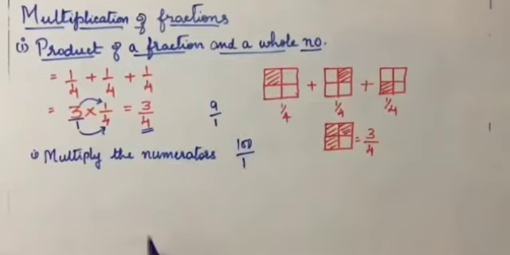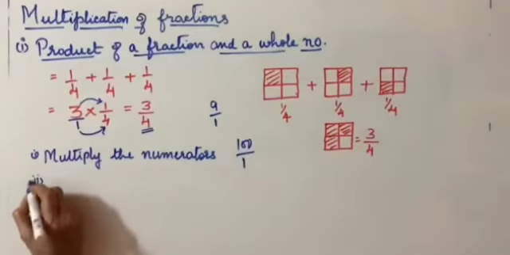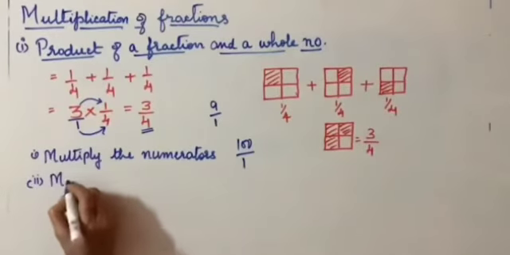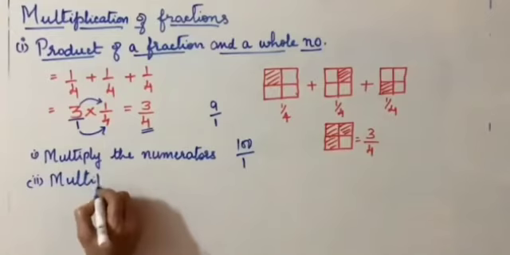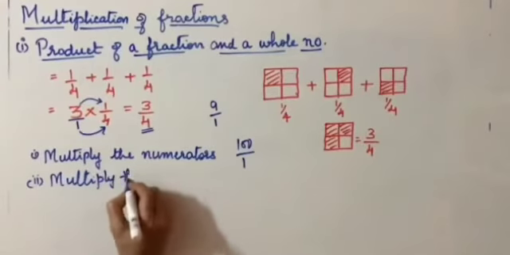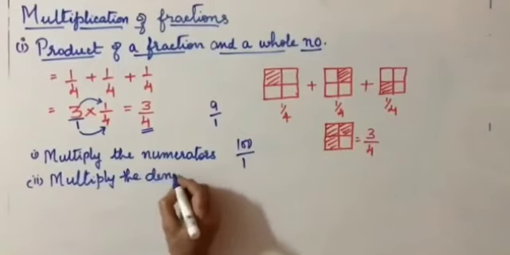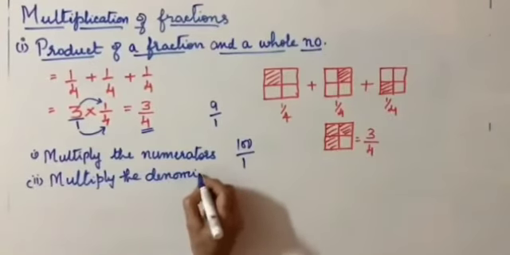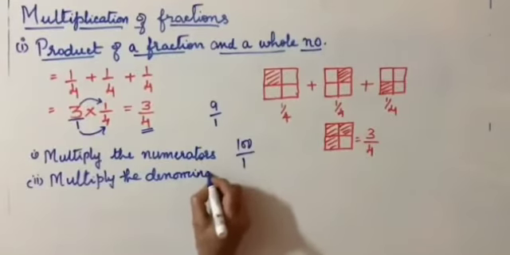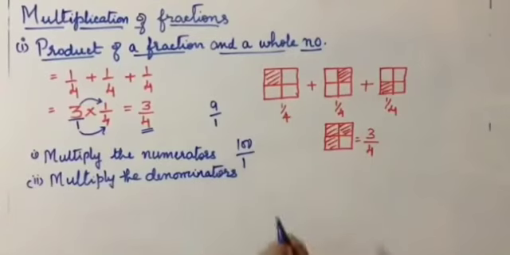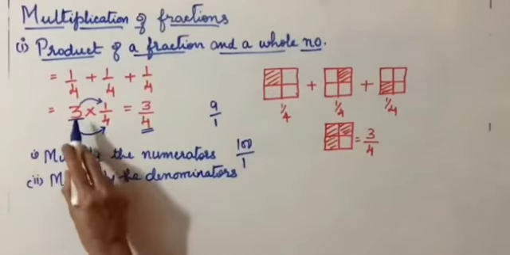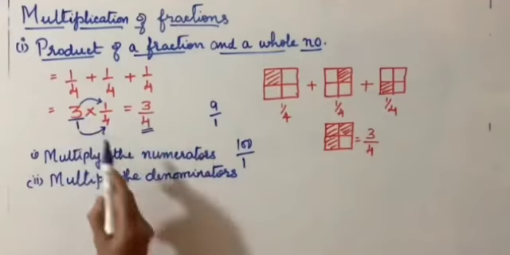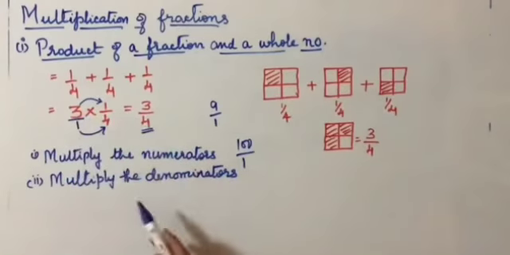What have we done? We have multiplied the numerators. And then what did we do? We multiplied the denominators. That's what we have done. So, when we multiplied the numerators, we got 3. When we multiplied the denominators, we got 4. That is the basic step, children.